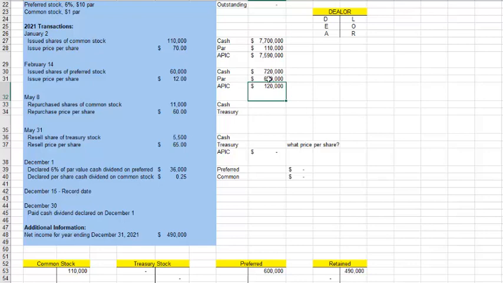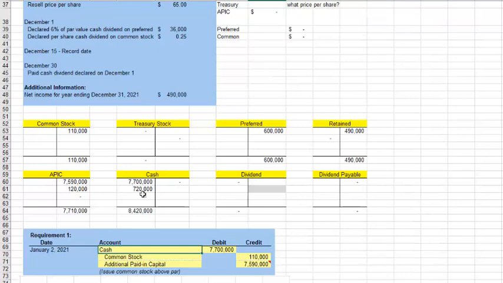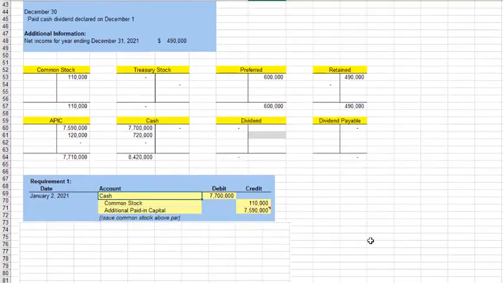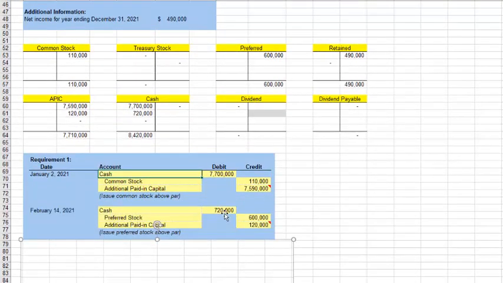For the journal entry, we know that we need to be balanced here. We know that we need additional paid-in capital. $720,000 minus $600,000 is $120,000. Cash is going to be increased by $720,000. We have our preferred stock that is going to be increased with a credit of $600,000 and the difference going to APIC, additional paid-in capital, of $120,000. We have cash increasing, preferred stock also increasing, and additional paid-in capital increasing by $120,000.